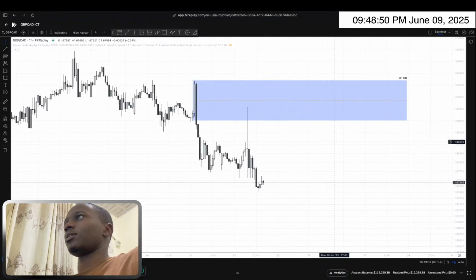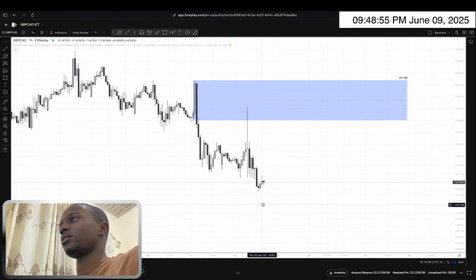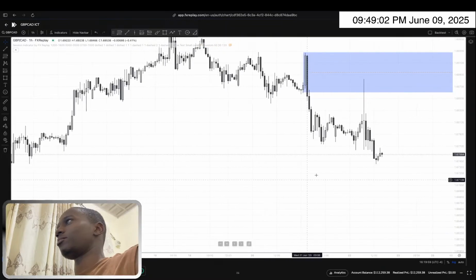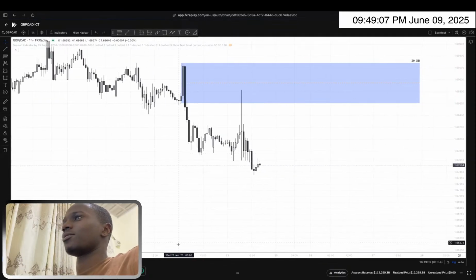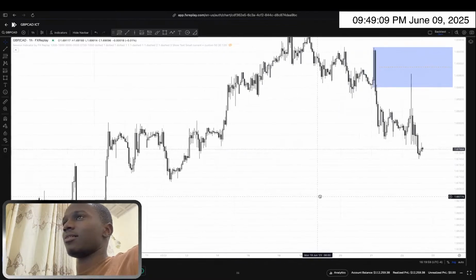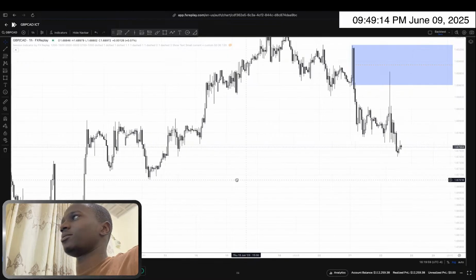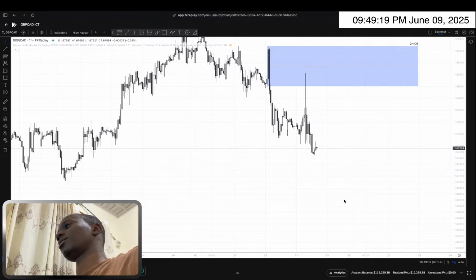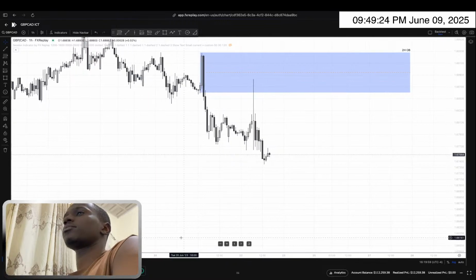I'll go to the 1-hour. We're still dropping, so maybe we might expect a continuous drop after all. What other levels could we mark? From the 1-hour, there's nothing much other than these OBs right here, which means we might drop, react to them a bit, then pass through them and continue to the downside. So let's see how this goes.